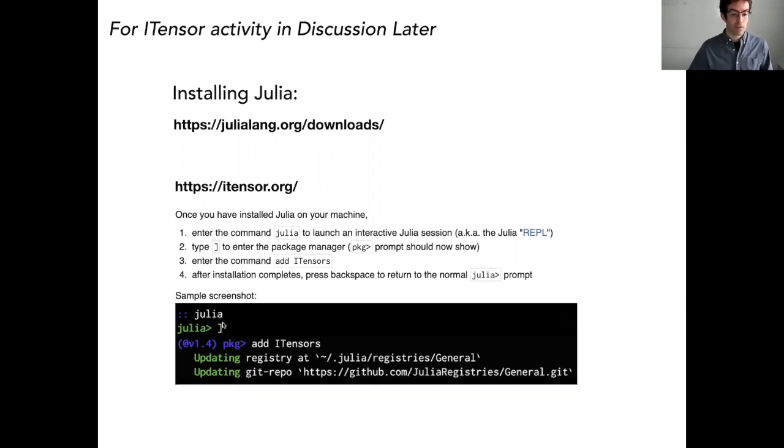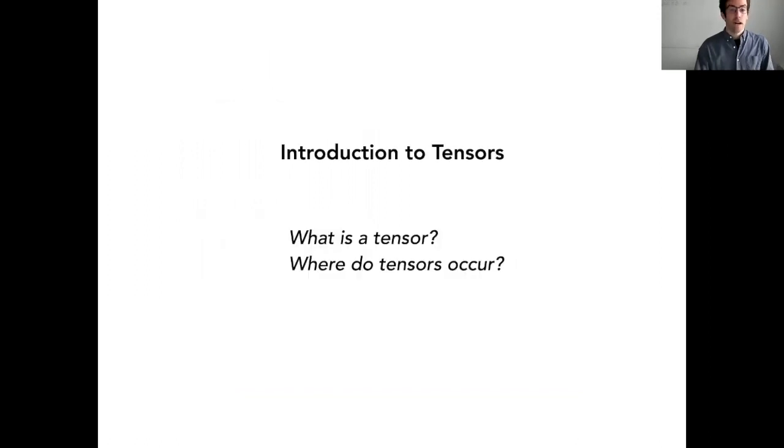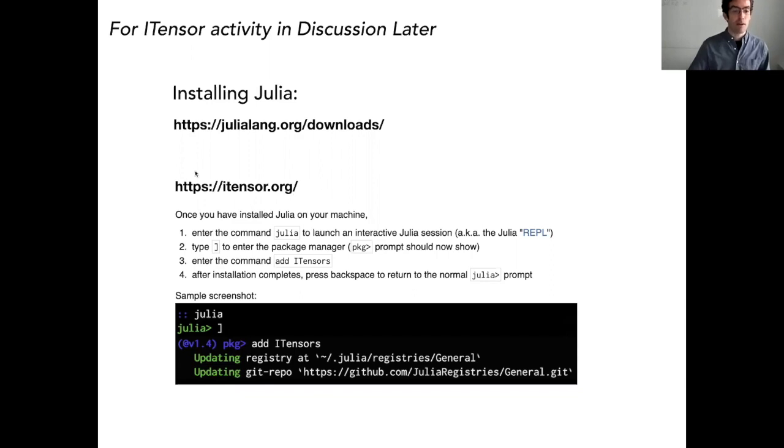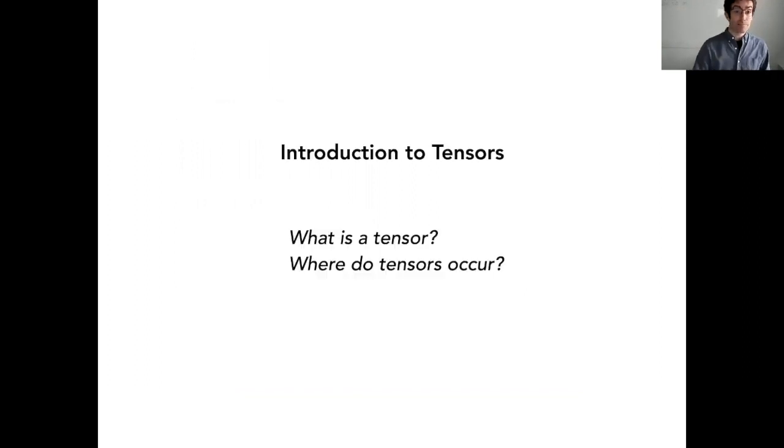You just run the Julia command line program. It's called the REPL in Julia. And then you just hit the right bracket button, which goes into the package manager mode automatically. Then you just type add iTensor, and then you wait, and it takes about a minute to install. So that installs the iTensor software. That's all you have to do. I have to turn away from this slide, but all of this is on itensor.org. It's right on the front page. If you just go there and scroll about halfway down, you'll see these instructions.